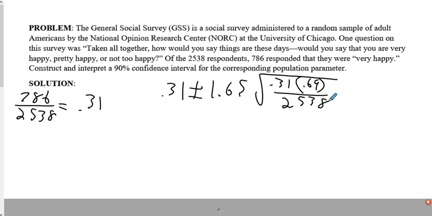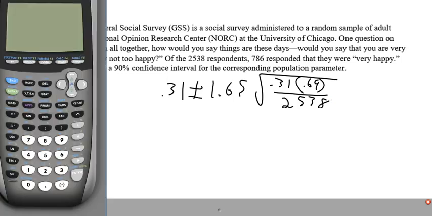Now, here's how I do it on the calculator. You can do it any way you want. I like to do baby steps. I don't like to have too many parentheses going on. So I first do second square root, and I type in 0.31 times 0.69 divided by 2538. I get that real tiny decimal.